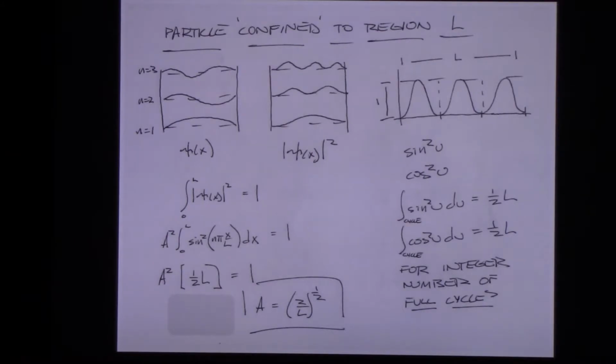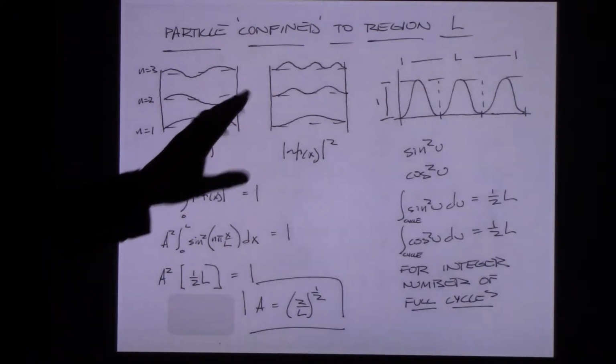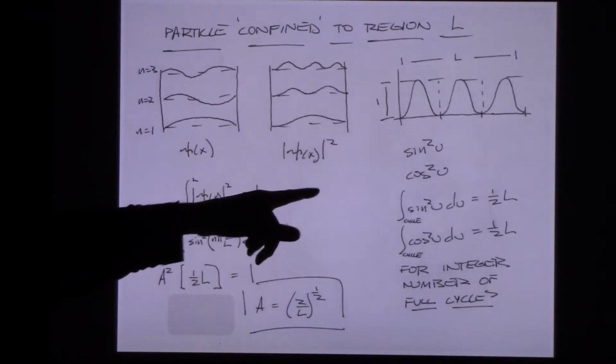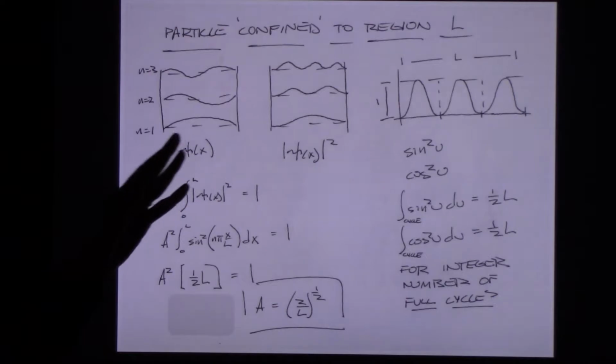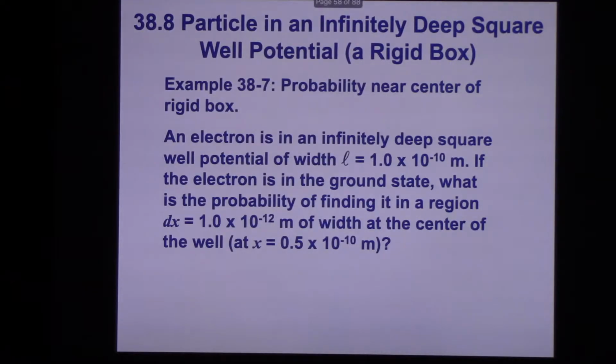So that's kind of a trick with these sine squared or cosine squared functions. You don't really have to stop and carry out the integration. If you can verify that we're integrating over complete cycles, then you can just take 1/2 the length, and that will be the area under the curve. That's kind of a shortcut way of getting at that normalization constant.